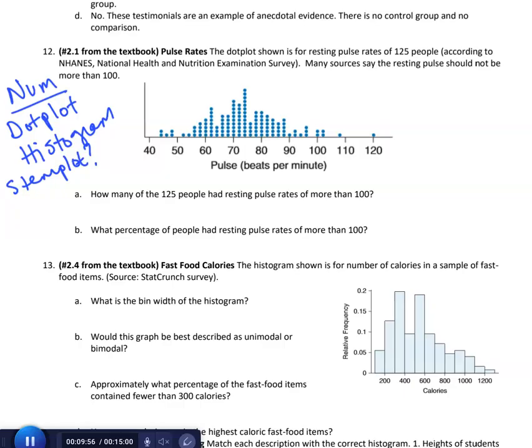Dot plots and histograms are the two main ones that go with numerical data. Categorical data, on the other hand, we only have two options we're going to use: bar graphs and pie charts. So just make sure you know which types of graphs go with which type of data.